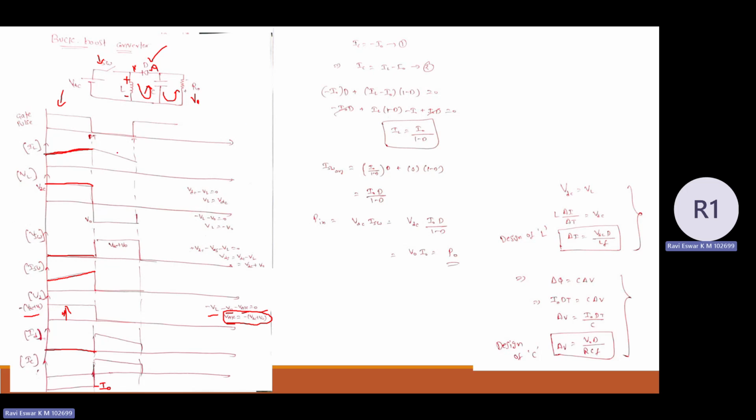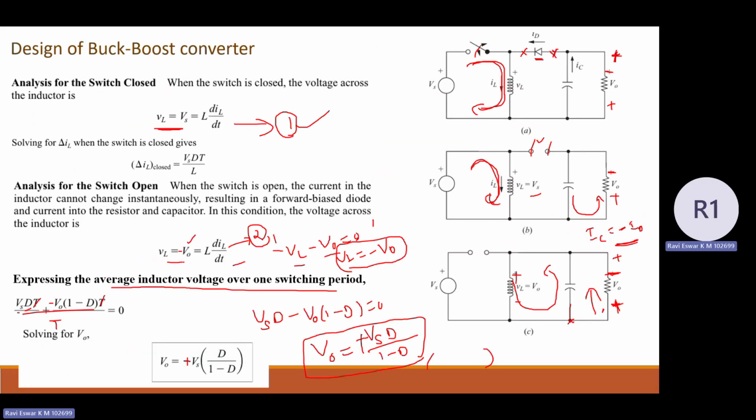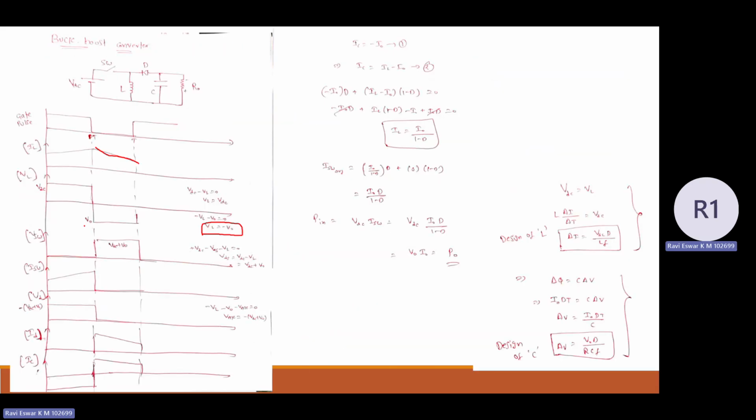Now when the switch is turned off, what is going to happen? When the switch is turned off, the inductor is in discharging condition, so the current is going to be in the falling slope. Now again the voltage across the inductor is going to be VL equal to minus V naught. Just apply the KVL. We applied KVL and wrote VL equal to minus V naught. That negative output I am showing here.